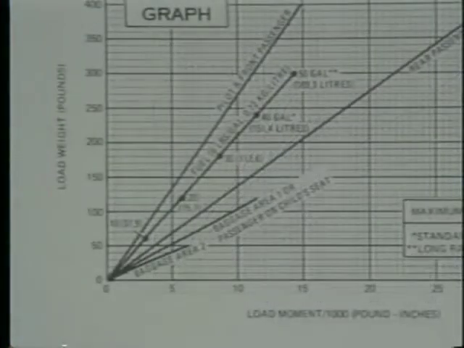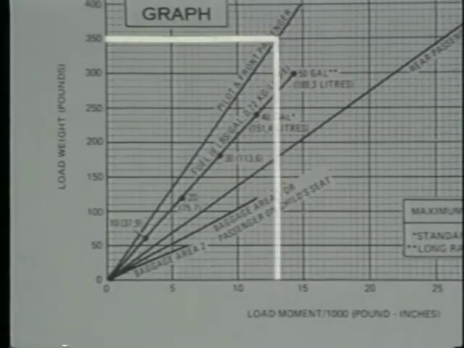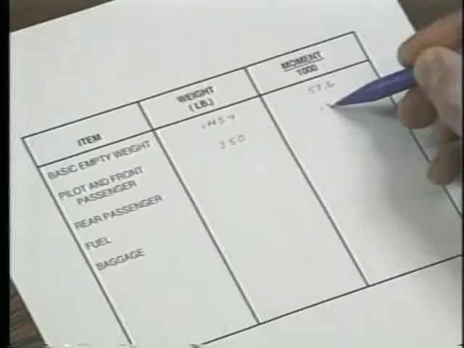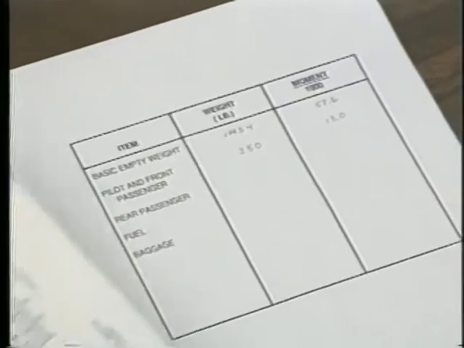To find the moment for yourself and your front passenger, enter the graph from the left side at 350 pounds. Proceed horizontally to the pilot and front passenger line. Then drop straight down and read the moment divided by 1,000. In this case, it is 13.0. Enter this moment in the appropriate space in the worksheet. Then follow the same procedure to find the moments for the remaining items.